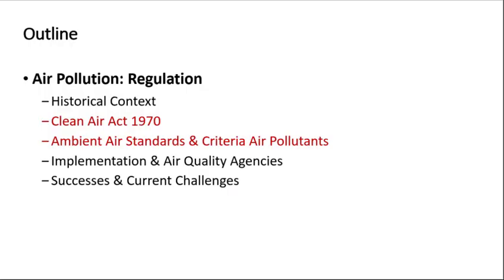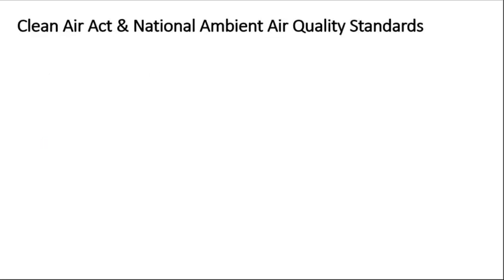Ensuing from these early air pollution problems, air pollution regulation in the U.S. culminated in the Clean Air Act of 1970, and with it the development of ambient air quality standards and criteria air pollutants. We will now cover this in more detail. Here we will itemize the major provisions of the Clean Air Act of 1970.